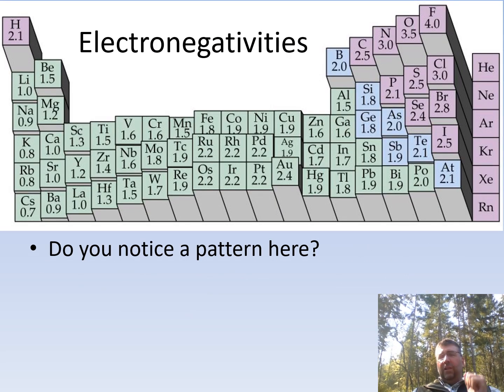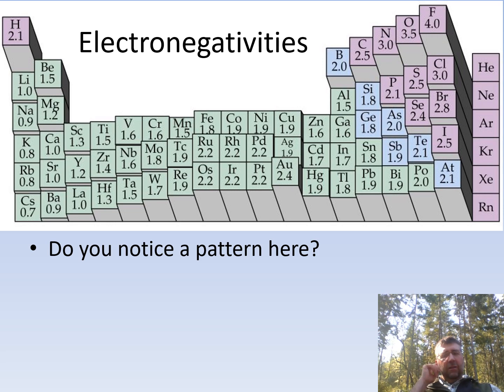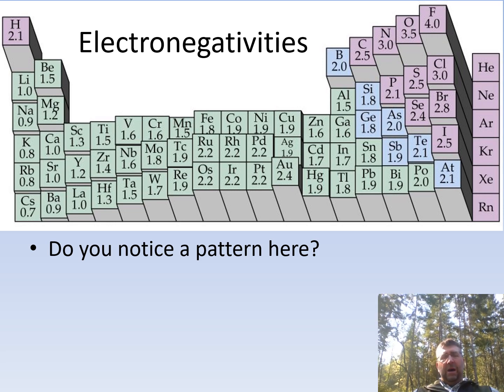So this is a chart of electronegativities. Now take a look at this and take a second and think about, do you see a pattern here in the electronegativity values on the periodic table? Take a moment to think about that. What do you notice?